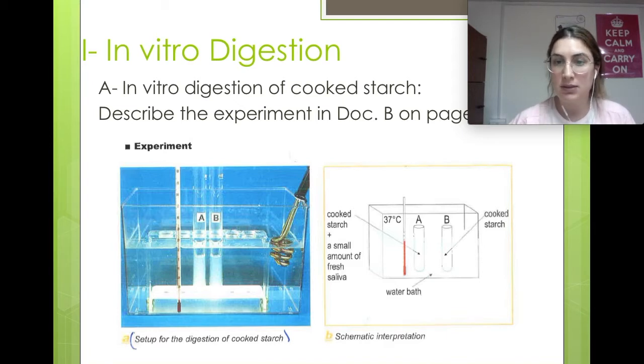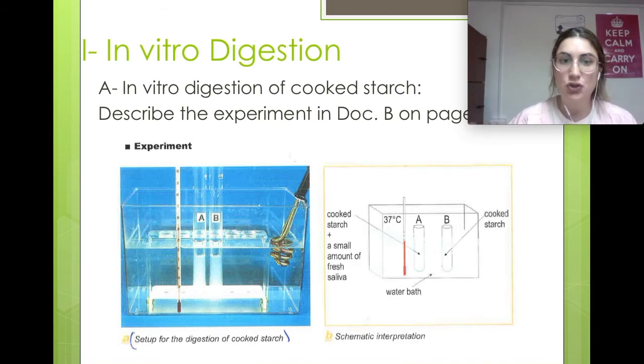So the first experiment that we're going to see is on page 18, document B. In this experiment we're seeing the in vitro digestion of cooked starch. So let's look at this together. The question is to describe the experiment in document B on page 18. What do I mean by describe? When we say describe, it means we are going to say just the steps that were done to do this experiment. So in the back of my mind, I need to remember that when I'm describing, it is as if I am simply doing the experiment and putting the steps. It's like baking a cake.